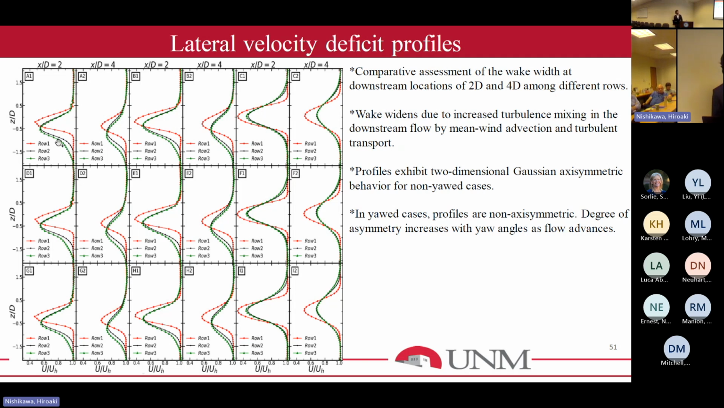One thing to notice here is that the red line is the first row, the black line is the second row, and the third, green line is the third row. As you can see, in the third row, as you go downstream, the wake gets more axisymmetric because of the secondary influence of the wake behavior.